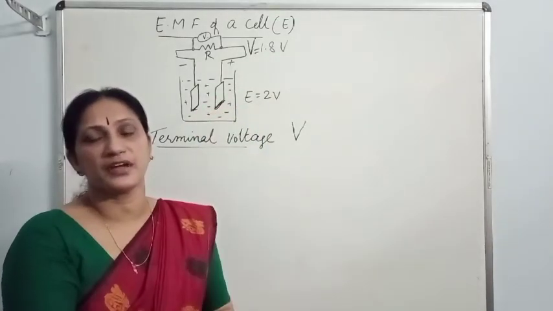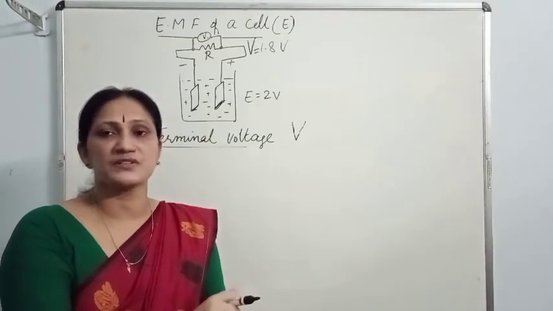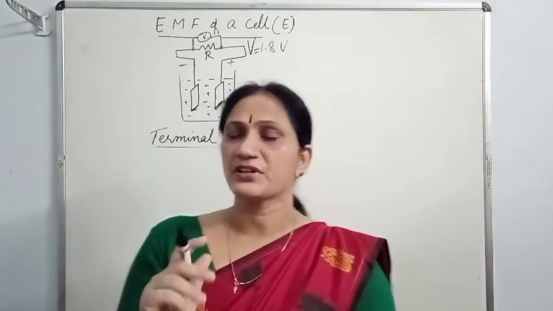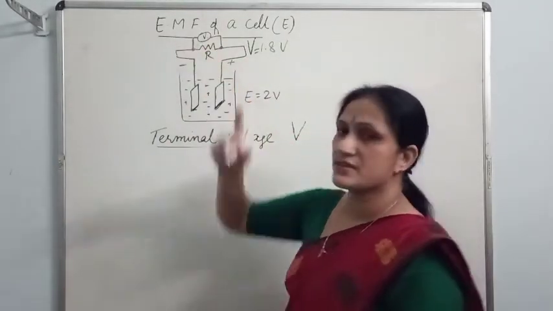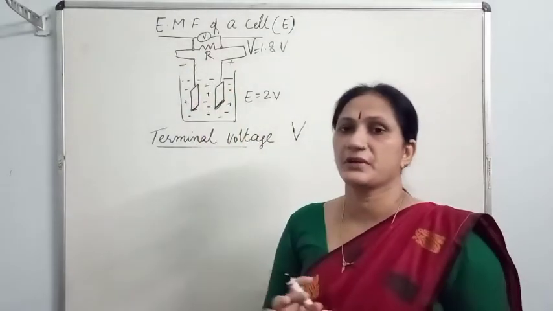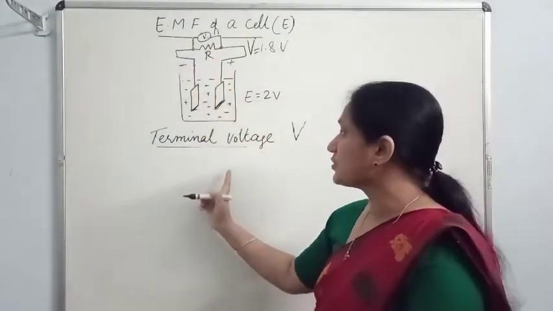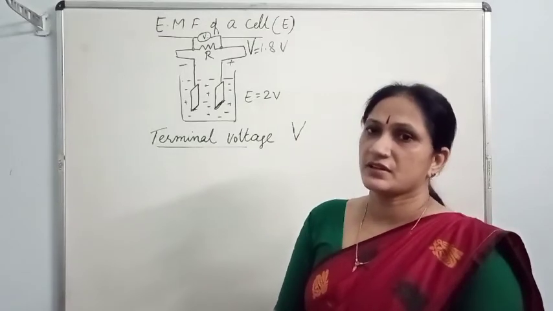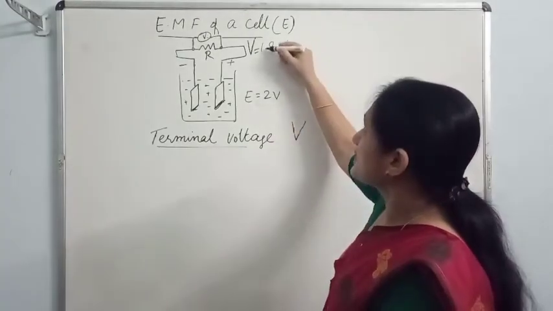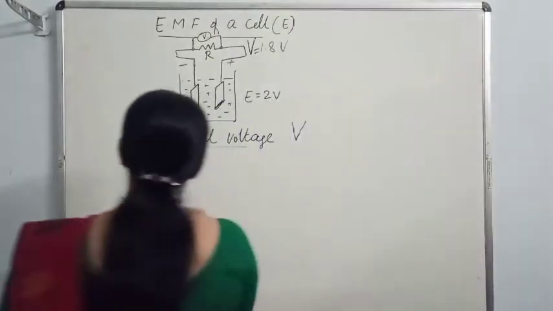For example, 1.8 volt. How much potential difference the cell can give when it is in use, that is known as terminal voltage. When the cell is not in use, how much is the potential difference across the terminals, that is known as EMF. When the cell is in use, how much potential difference it can provide across the resistance, that is known as terminal voltage of a cell. And terminal voltage will be less than EMF. In our example, there is a difference of 0.2 volt. That difference we call as drop in potential.